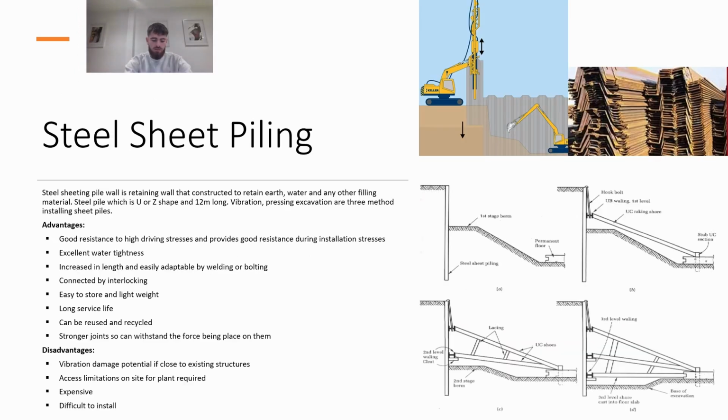Following my findings of basement piling methods, I've decided to use steel sheet piling as it has good resistance to high driving stresses and provides good resistance during installation stresses. It also has excellent water tightness and can be increased in length and easily adapted by welding or bolting. It is also connected by interlocking. It is easy to store and lightweight. It has a long service life and can be reused and recycled. Also stronger joints, so it can withstand the force of being placed on them. This is why I believe steel sheet piling should be used in the basement car park.